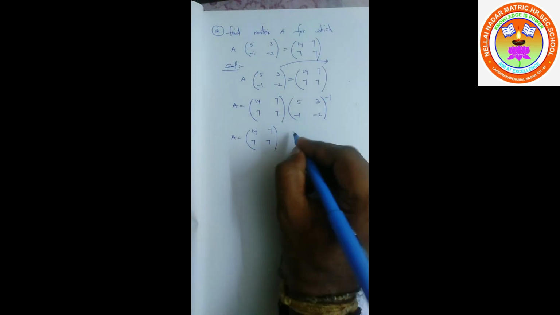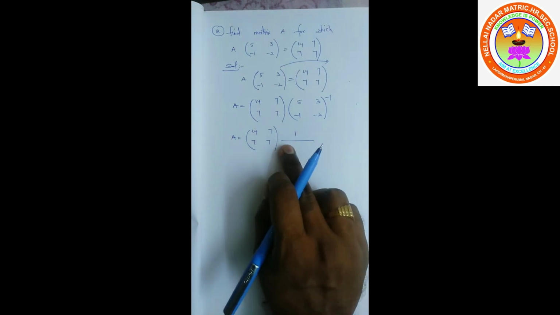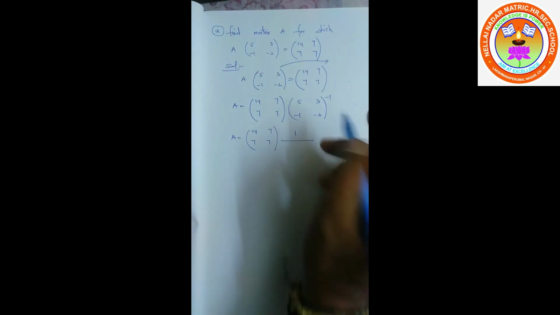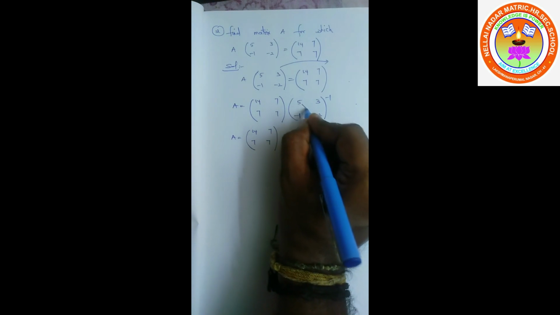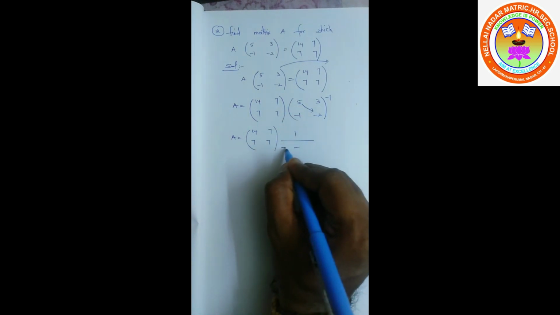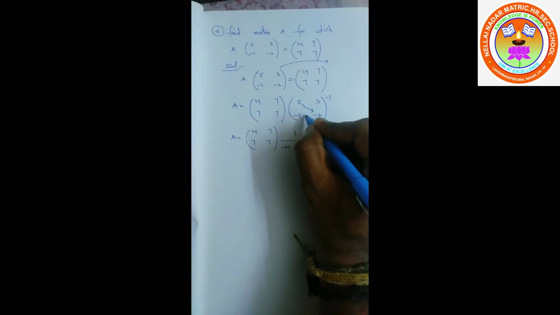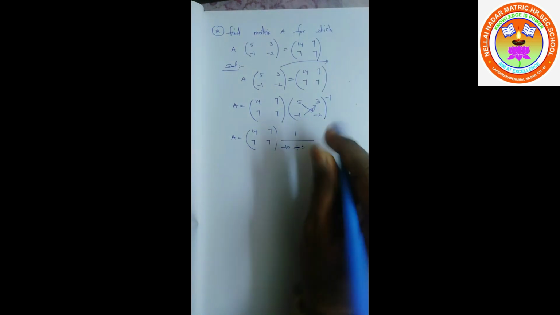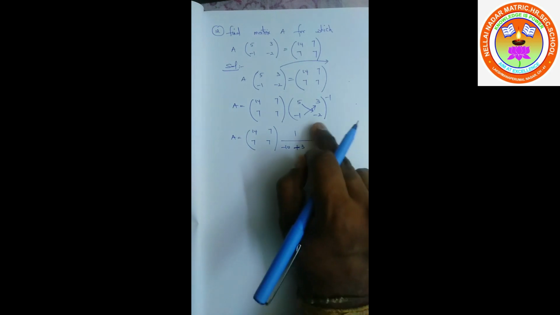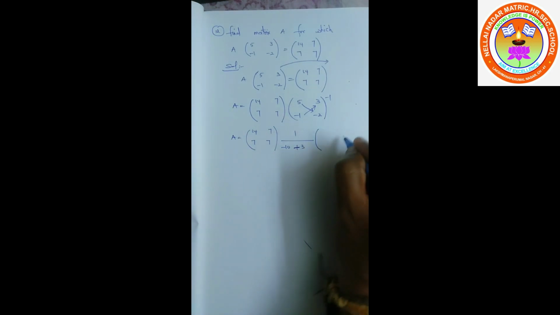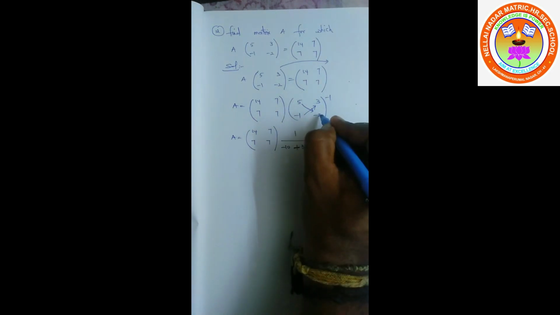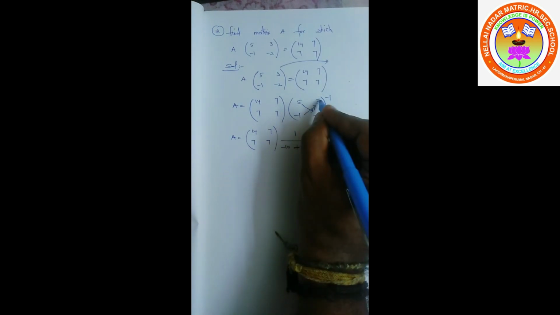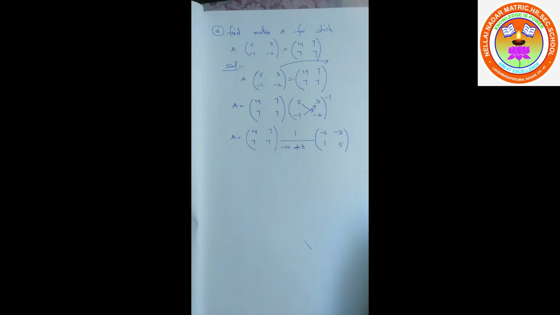You know the inverse formula. What is the inverse? 1 by determinant of A into adjoint of A. The determinant: 5 into minus 2 is minus 10, always minus. Minus 1 into 3 is minus 3, already minus present, so plus 3. Now I need to find the adjoint for this one. Minus 2 moves here, 5 comes here. Plus 3 becomes minus 3, minus 1 becomes plus 1.